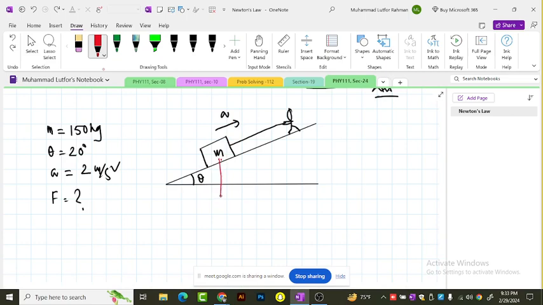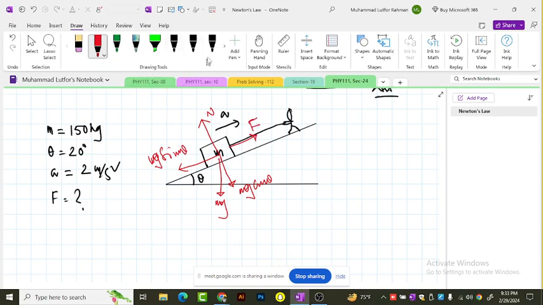This is that mg. This is my normal reaction force. This would be my mg cos theta. This would be my mg sin theta, and this would be my applied force F applied by you, actually, over here.